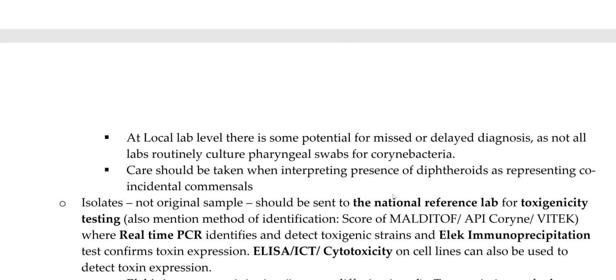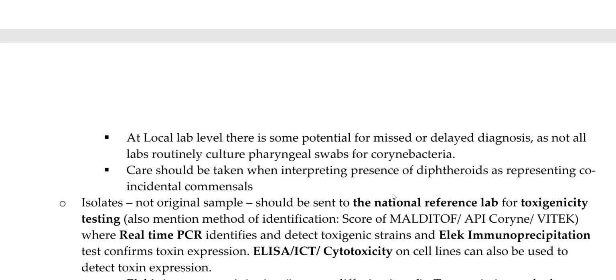So at a local level laboratory or low level laboratory, there is some potential that we can miss or delay the diagnosis because it is not a routine culture report. And not all labs are doing this Corynebacterium pharyngeal swab culture. So care should be taken when interpreting even the presence of diphtheroids, because some people misidentify them as Corynebacterium diphtheriae. So that's why it is important whether you are doing this test or not.